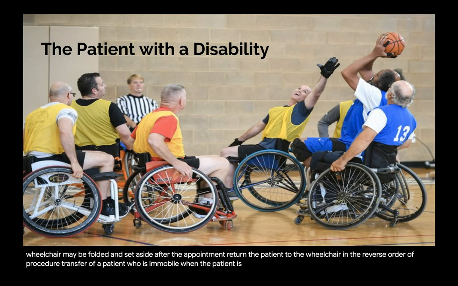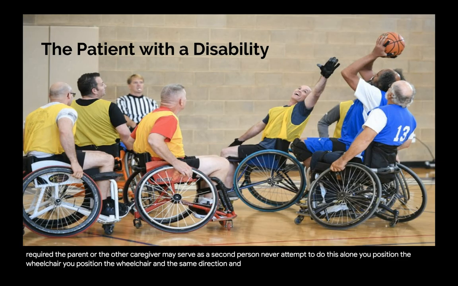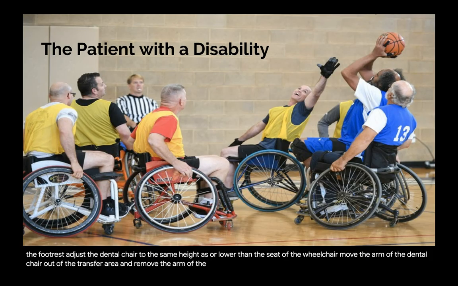When the patient is unable to support his or her own weight, 2 aides are required. The parent or other caregiver may serve as the second person. Never attempt to do this alone. Position the wheelchair in the same direction and parallel with the dental chair. Set the brakes and remove the footrest. Adjust the dental chair to the same height as or lower than the seat of the wheelchair. Move the arm of the dental chair out of the transfer area and remove the arm of the wheelchair.